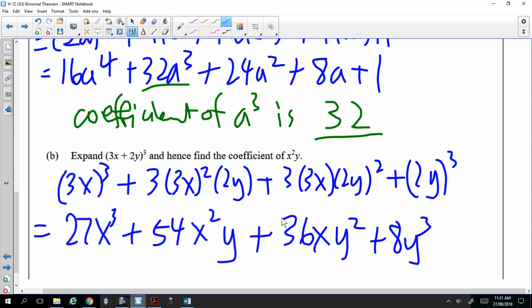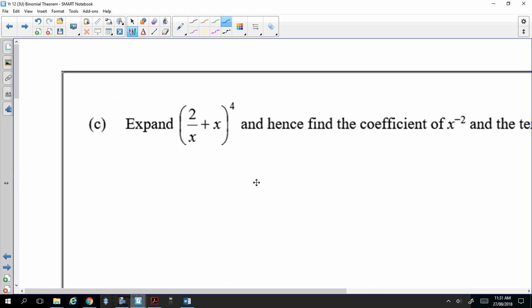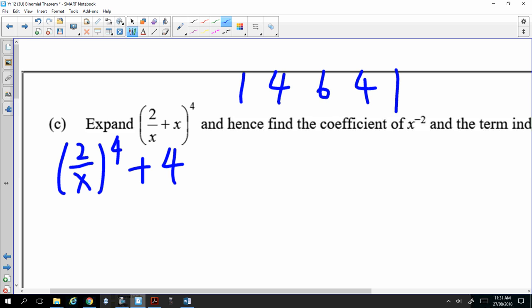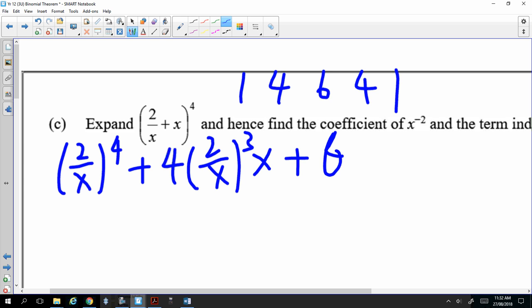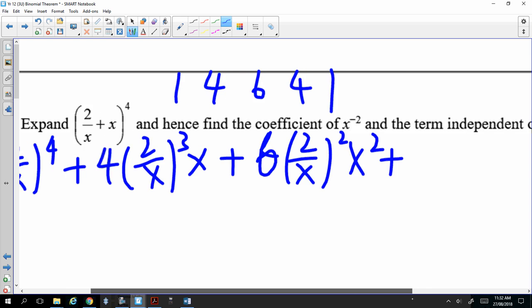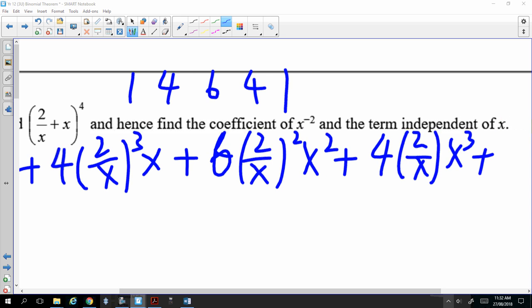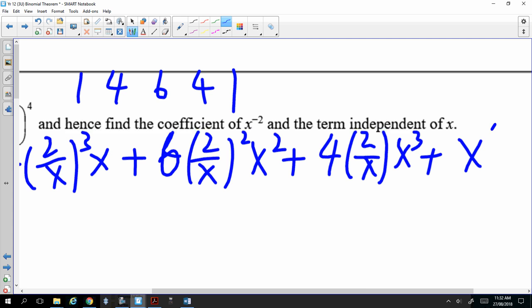Okay, continue. We'll do a harder one. Try this one. So (2 over x) power 4. So 1, 4, 6, 4, 1. Plus 4, 6. (2 over x) cubed, (2 over x) squared, x squared plus, what's the next one? 4, (2 over x), x cubed plus x power of 4. Well, next page. So 1, 4, 6, 4, 1.